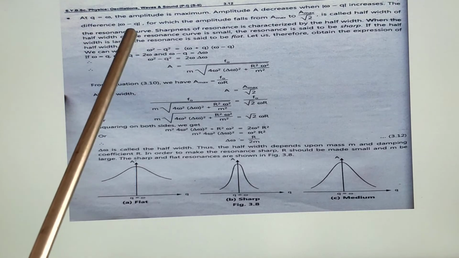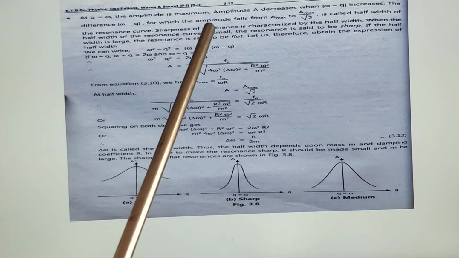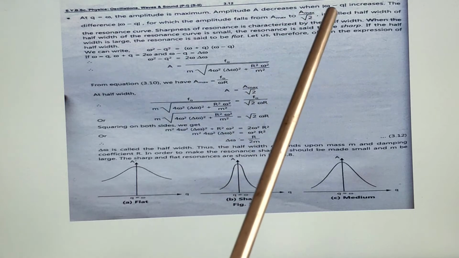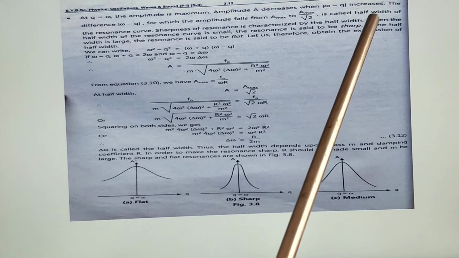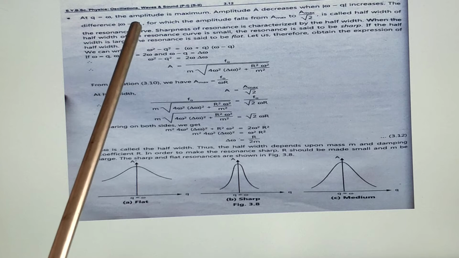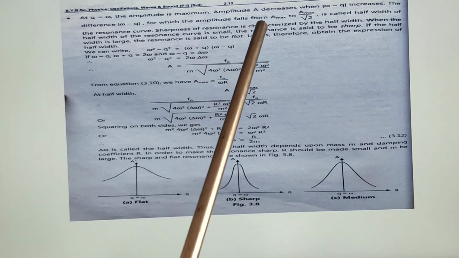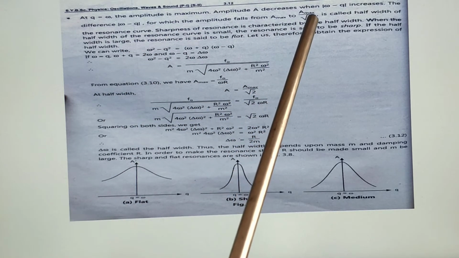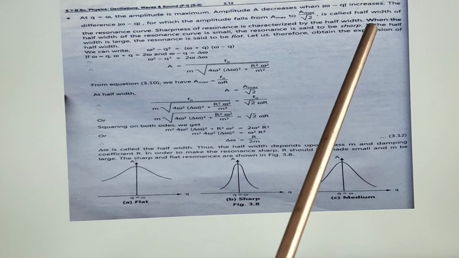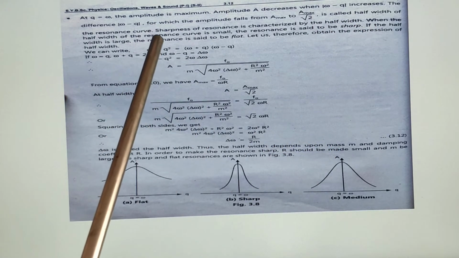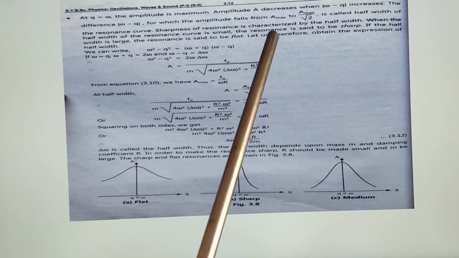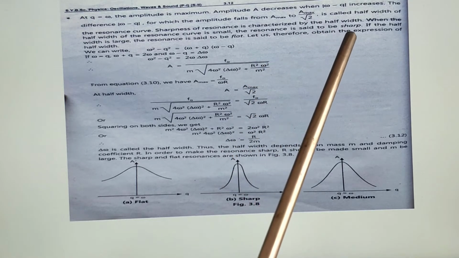At q equal to omega, the amplitude is maximum. Amplitude A decreases when omega minus q increases. The difference omega minus q, for which the amplitude falls from A max to A max by root 2, is called the half width of the resonance curve. Sharpness of the resonance curve is characterized by the half width.